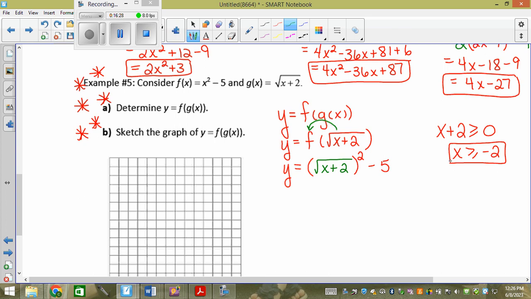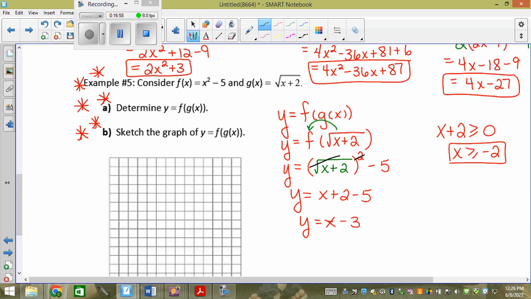Even though that cancels now, it was a problem before. Just like even though the points of discontinuity cancel off, it's still a point of discontinuity. It's still a problem. Does that make sense? So even if it cancels off, you still have to state NPVs or restrictions. So here we have y equals square root of x plus 2, squared, minus 5, and we have y equals x minus 3.